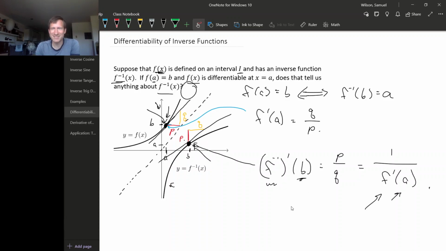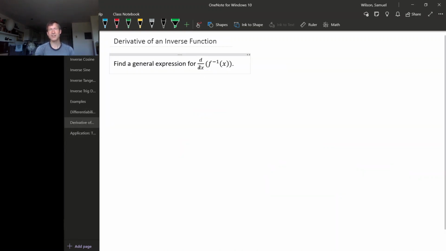All right, as long as the derivative of the original function isn't 0, right? If this denominator came out to be 0, then all bets would be off as far as the derivative of the inverse function. So this is some nice geometric reasoning for why the derivative of the inverse function ought to be the reciprocal of the derivative of the original function. But we could also use the same kind of tricks that we used to find derivatives of the inverse trig functions. So let's find a general expression for the derivative of f inverse of x.